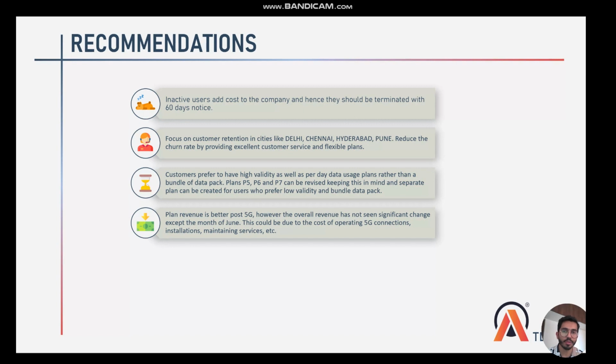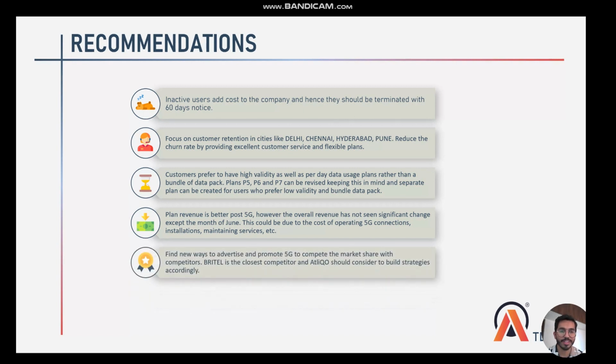So the plan revenue is still doing better after 5G. So the plans are doing good in general.